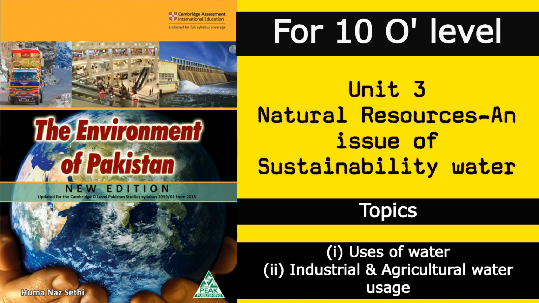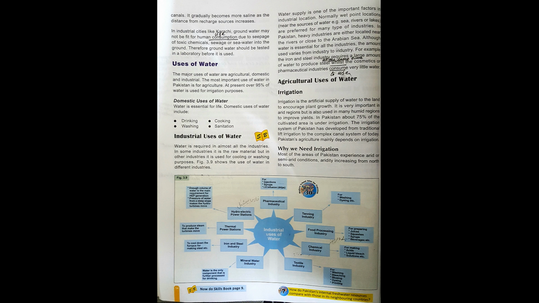Students, this is your geography lesson, and in this lesson, we are reading about natural resources, Unit 3, an issue of sustainability, water. In the previous lessons, we have discussed sustainability and the importance of rivers to Pakistan, the Indus system as well. Today, in this lesson, we will read about uses of water. What are the different uses of water in Pakistan? So, we start our lesson. Open your book, page number 54, and read with me.